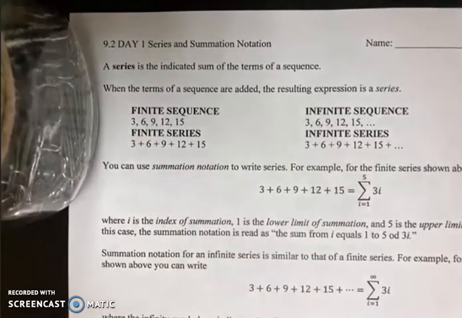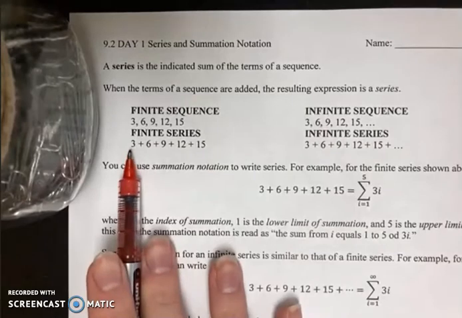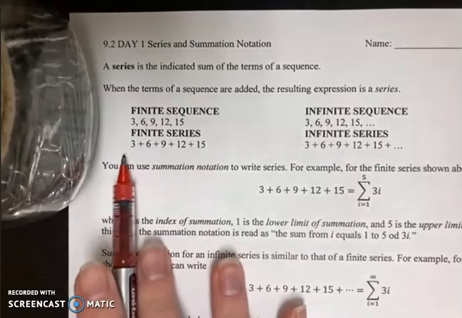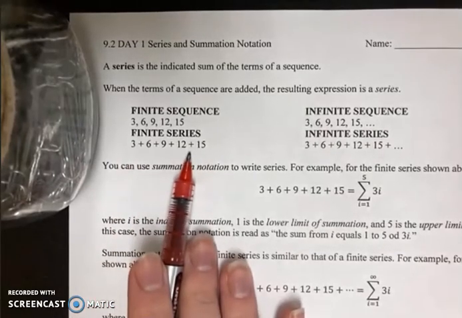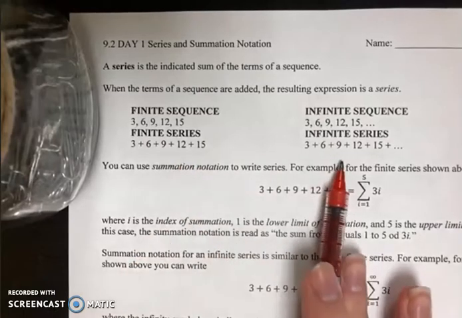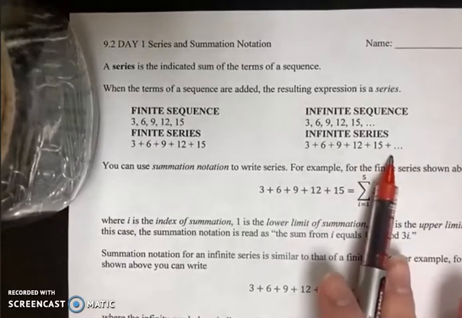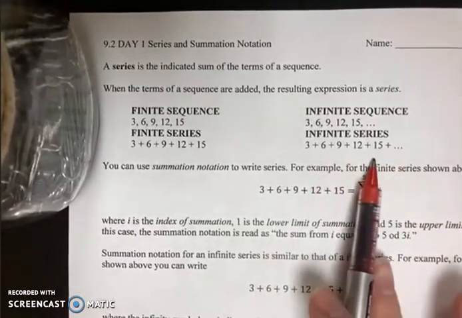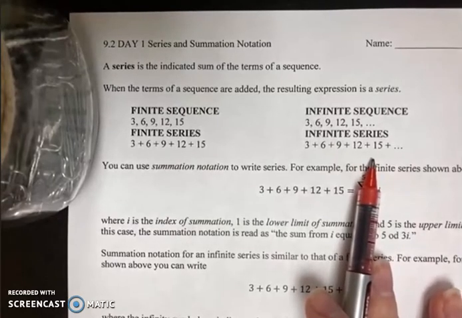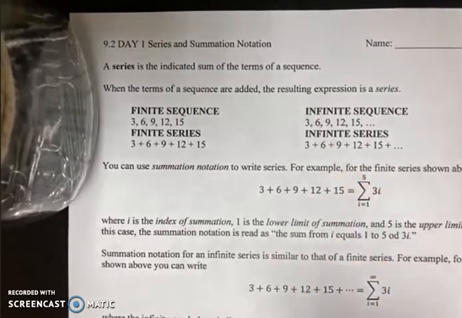So they also could be finite, where we add a certain amount and we can actually find what the total is by adding them together. Or there could be infinite, where it appears to be a list of numbers that are being added together and they're going to continue going on. So here we cannot find a final answer or a final sum because we could keep adding and adding and adding on forever. Summation notation is what we use to write series.